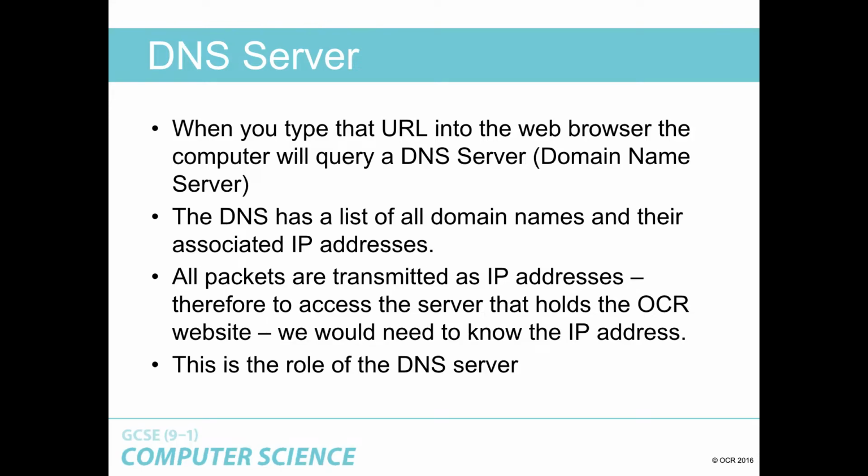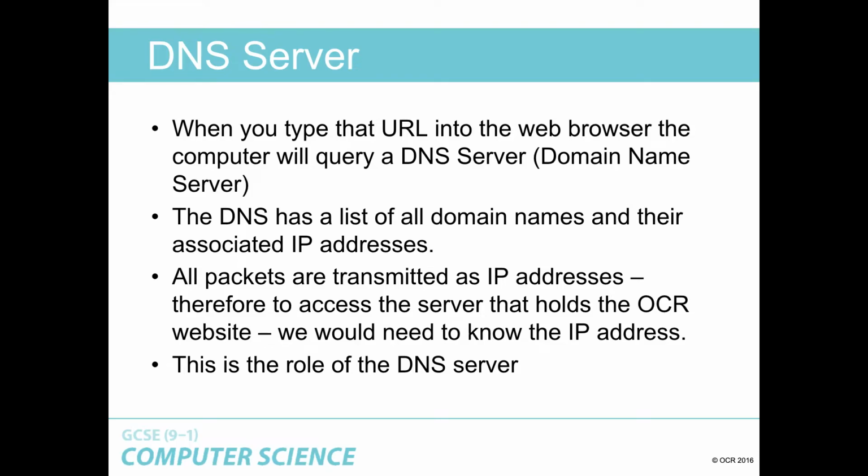So the DNS has a list of all domain names and their associated IP addresses. It would be useless if the DNS didn't have all the domain names, if we just had half of them, and you searched for a website that it didn't have on the list, then you wouldn't be able to access it. So it has a list of all the domain names, and all the packets are transmitted as IP addresses. Therefore, to access the server that holds the OCR website, we would need to know the IP address.